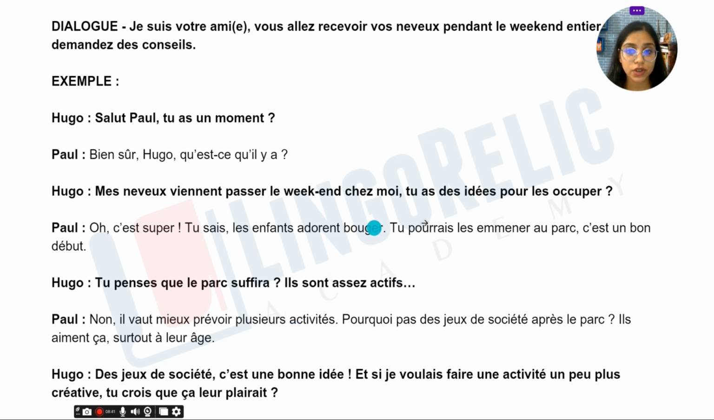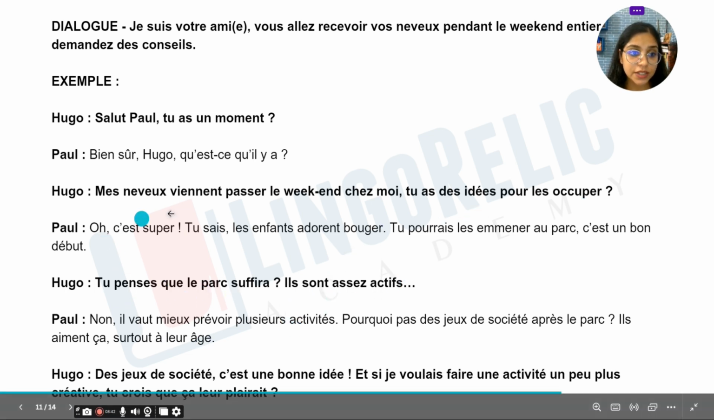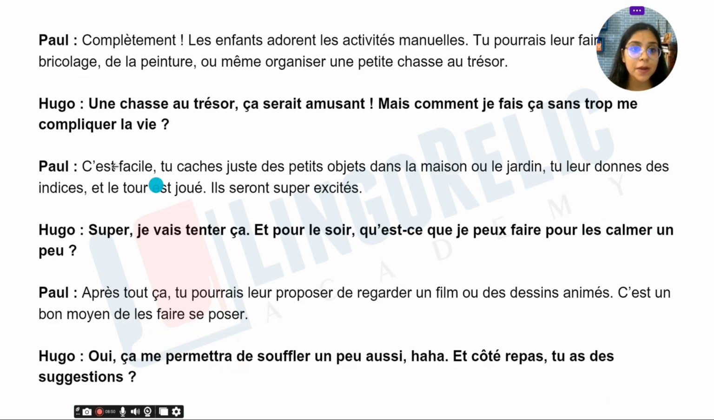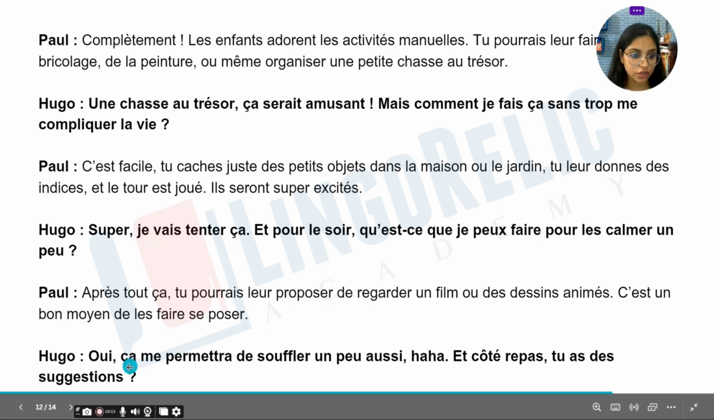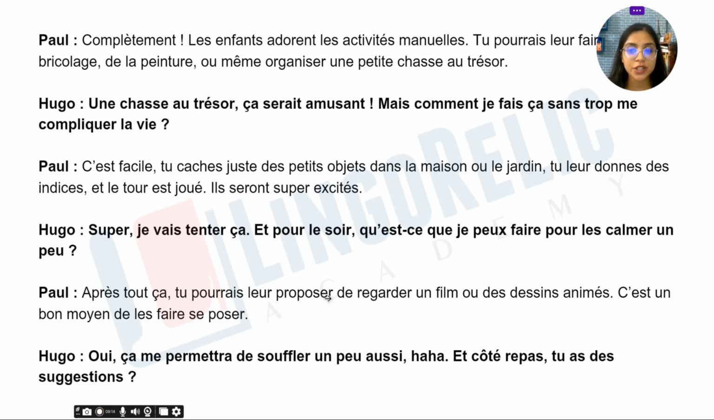So yeah, you can use structures of this type. For example, c'est super, or you can use structures like c'est une bonne idée. You have to react to what the examiner is saying. And then these types of reactions like complètement, then ce serait amusant, you have to react again as I'm saying. Then c'est facile, ok, super, je vais tenter ça, I'm going to try it. And then you have structures like oui, ça me permettra de souffler un peu aussi. So you're kind of making it a natural conversation. You're saying that I'll also get to breathe in between.